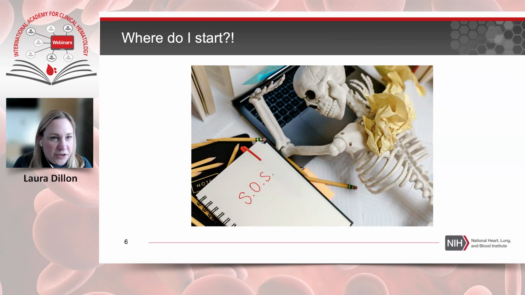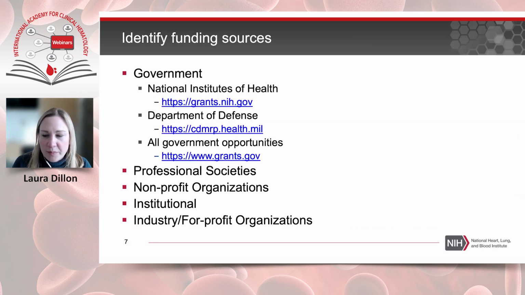So where do you start? It's very overwhelming, especially for new investigators, figuring out how to find grants and getting everything together to properly put together your grant. So the first thing that you need to do is identify funding sources. There are many different options for this. The largest source of funding comes from the government. There are many different organizations that you can get funding from. Most people are well aware of the National Institutes of Health, which is the largest funder of biomedical research in the United States. You can go to this website here to get more information on different grants from the NIH.